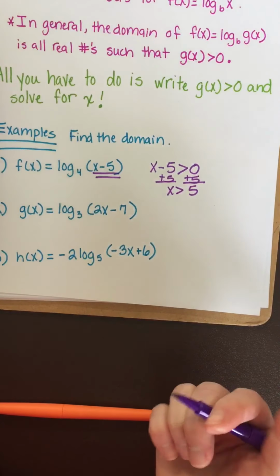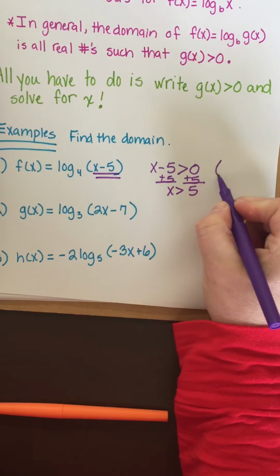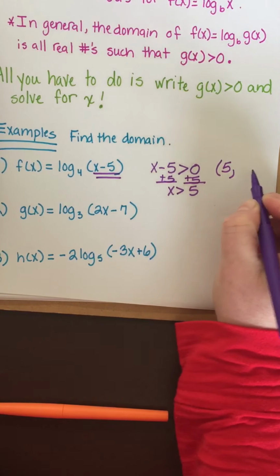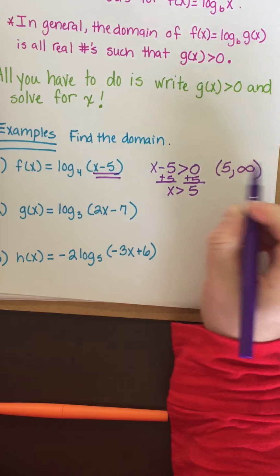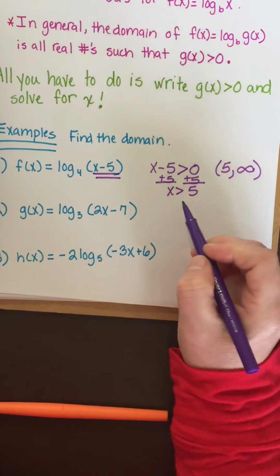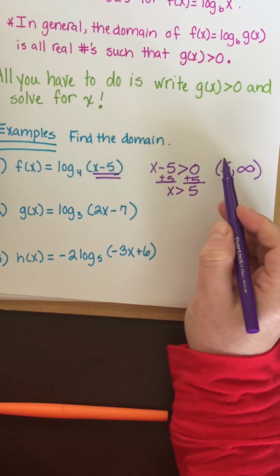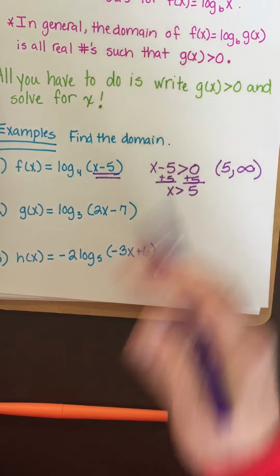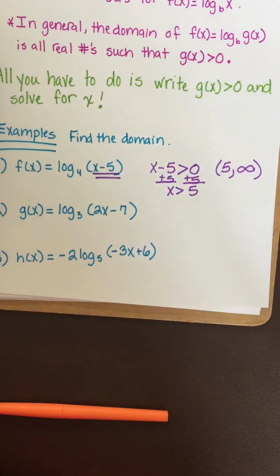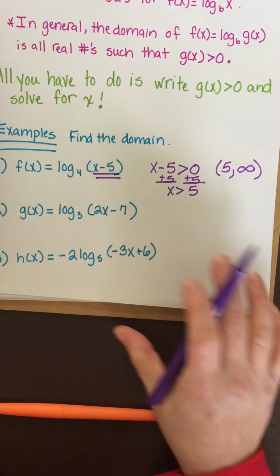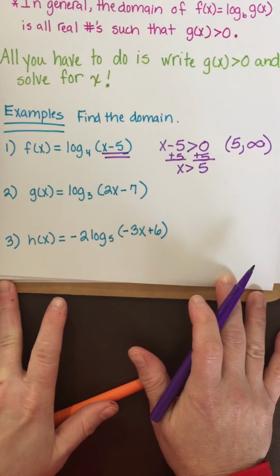So let's write that using set notation. We start at 5. Greater than 5, we would go up to infinity. Now I'm using a parenthesis because we don't use the equal to part. So it's not included. 5 is not part of the domain. It's every number bigger than 5 and up. Okay? All right, let's look at the second one.